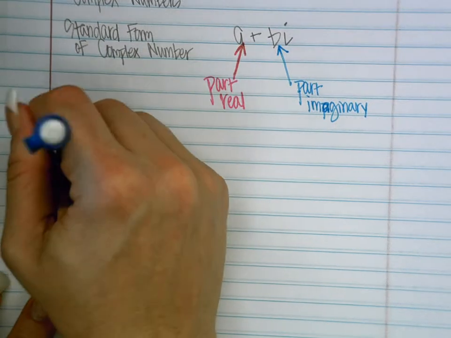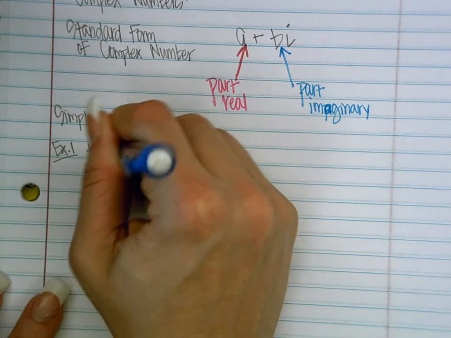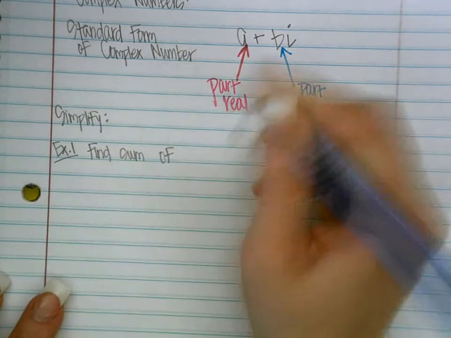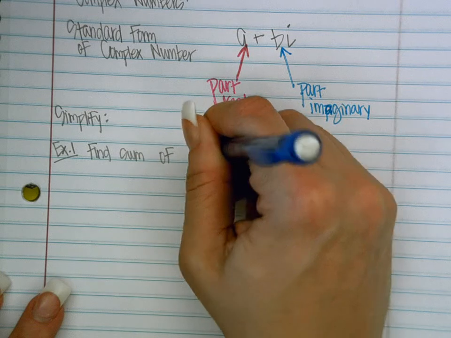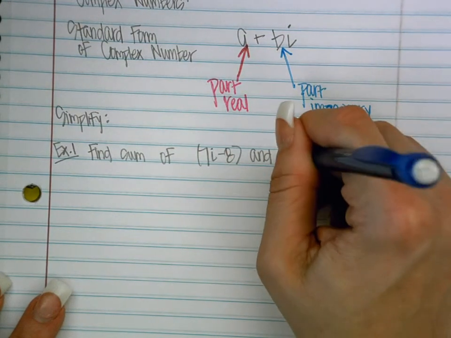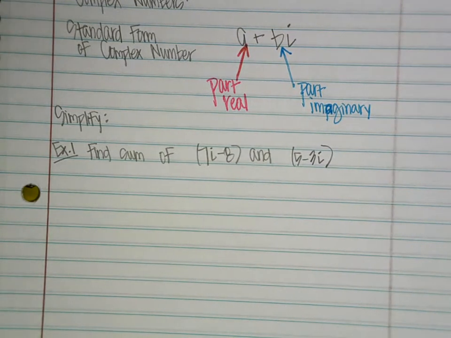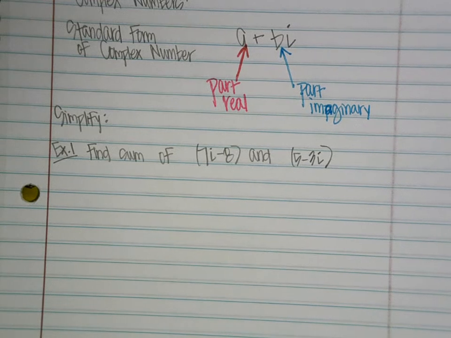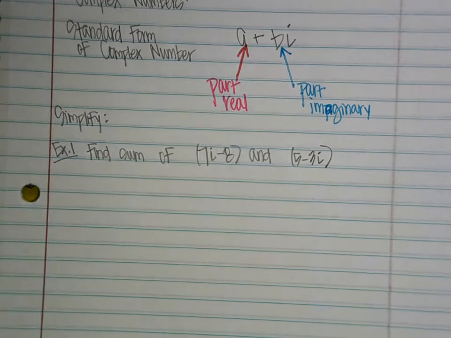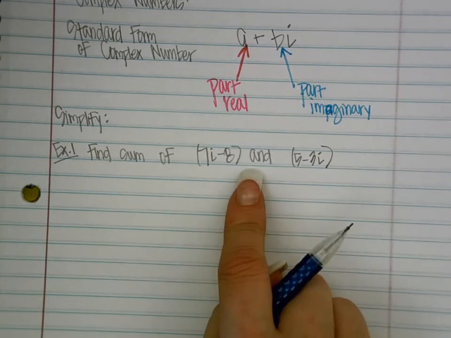So simplify. For example, number 1, if I ask you to find the sum of 7i minus 8 and 5 minus 3i. Find the sum of those. What does sum mean? What am I actually asking you to do here? Sum means addition. So add them all together.